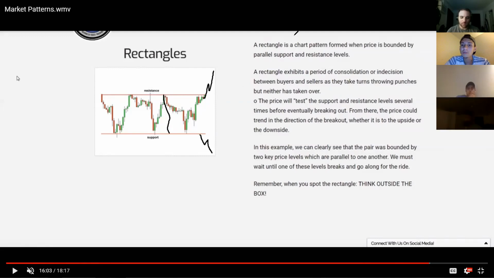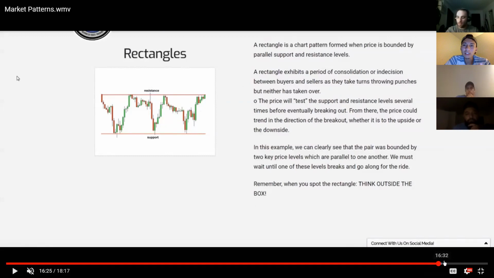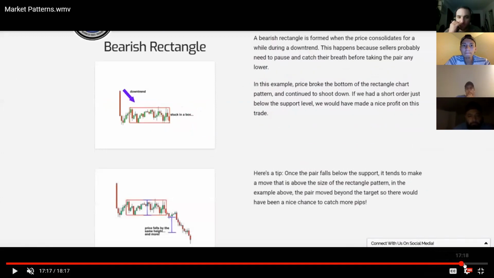So rectangles are simple patterns. You'll see these a lot. I usually like rectangles. They're some of my favorite ones. If you guys don't like trading consolidating markets, then use rectangles. Yeah, and you have all sorts of rectangles. You have your bullish rectangles, bearish rectangles, same thing. We already covered that essentially.